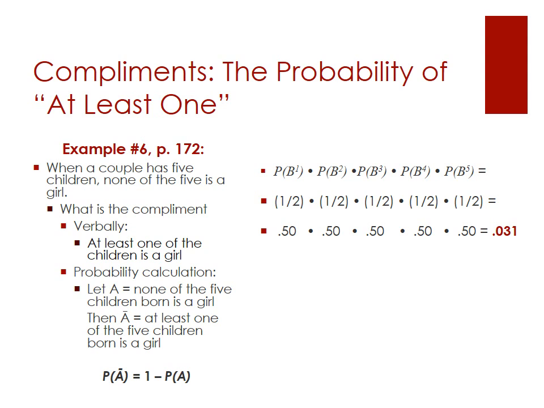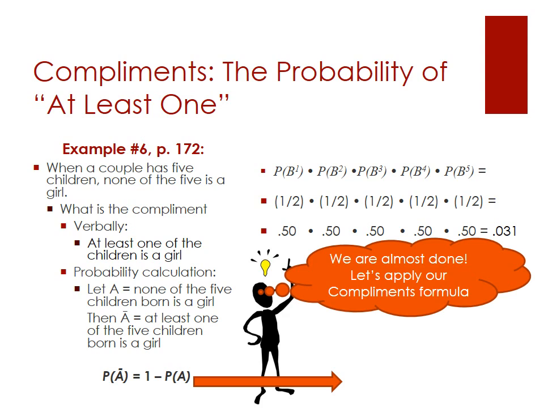So we're part of the way there. The next step is we just need to apply our complements formula. Using our complements formula, moving it over, let's plug in our 0.031 and solve our formula. So pause the video here, go through and do your calculations, and then when you're ready, turn the video back on so we can check it together.